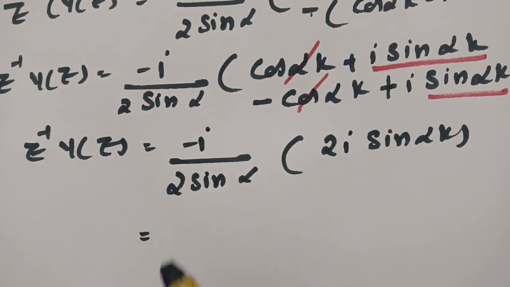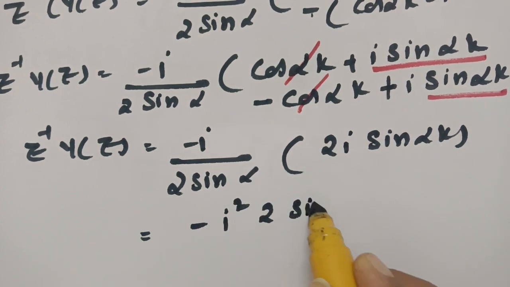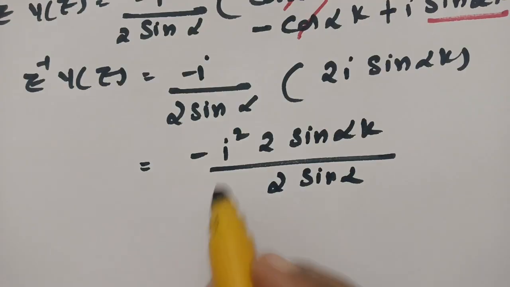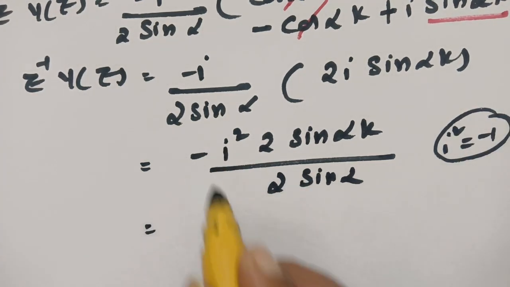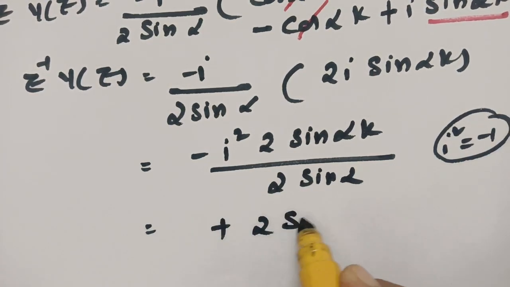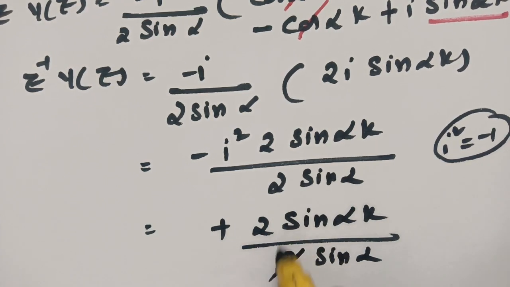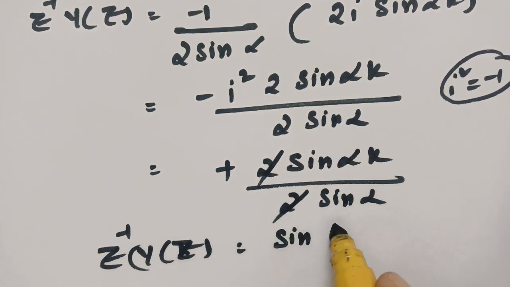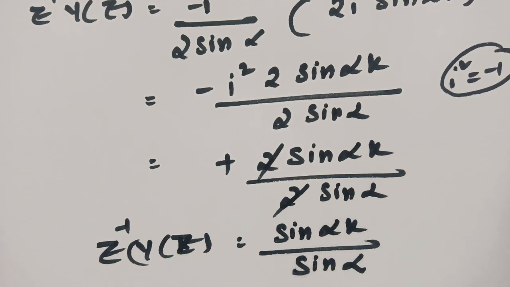Clear? And this value is equal to minus i into i, again this is i square, 2 sine alpha k by 2 sine alpha. Clear? i square is nothing but minus 1, since i square is equal to minus 1, if I substitute, minus 1 and minus 1 become plus, and this is 2 sine alpha k by 2 sine alpha. So if I cancel this one, we got z inverse of y of z value is equal to sine alpha k by sine alpha. So this is how we have to solve.